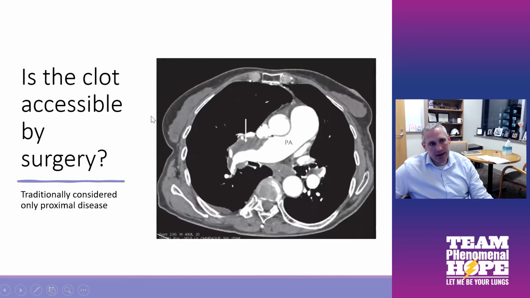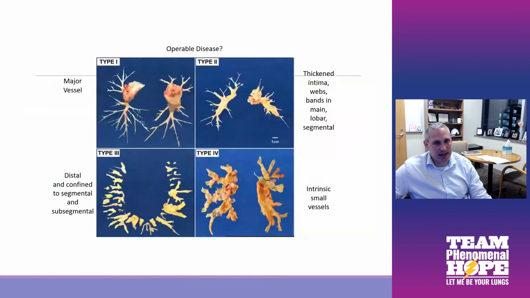So, again, is the clot accessible by surgery? Historically, we really operated on and offered surgery for proximal clots in the main pulmonary artery. However, we know that other disease can be operated on. And so these are the different types, or a kind of grading system, that the surgeons use.